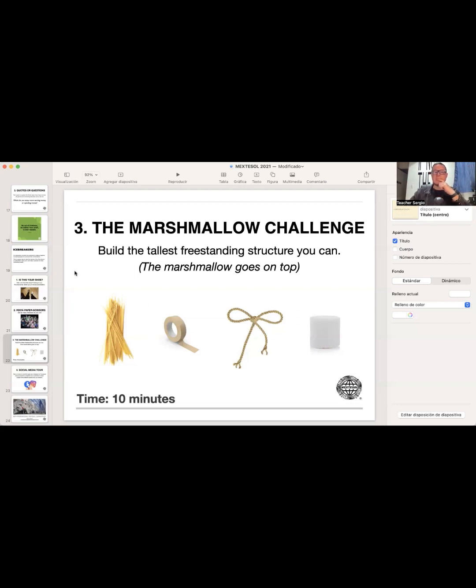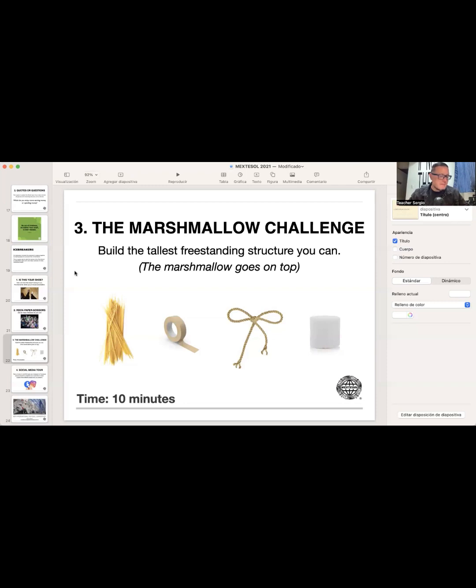Yeah, so they are building a structure, like a tower or something like that. And then the winner is the tallest, of course, no? Yes, of course, but especially the ones that do not fall, because sometimes they are very tall, but when they let go, they fall. So you have to make sure that it's a freestanding structure. Yes, of course.